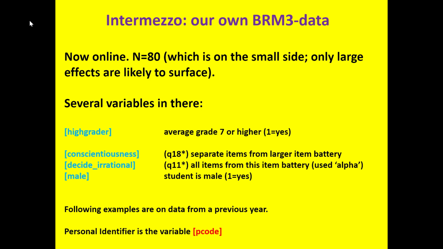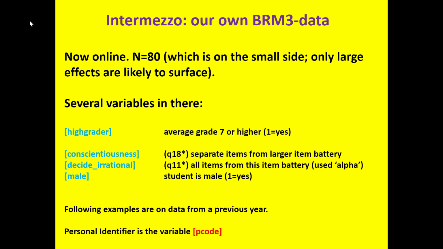There are a couple of variables that I want to mention here, because the example that I'll show is based on these different variables. One is a variable called high grader. I actually have an answer to the question, what is your average grade, up to the level of half points. But for the logistic regression example I needed something binary, so I created: if you have a 7 or higher, you are a high grader, and otherwise you're not. That's the one that we're going to predict in the examples.